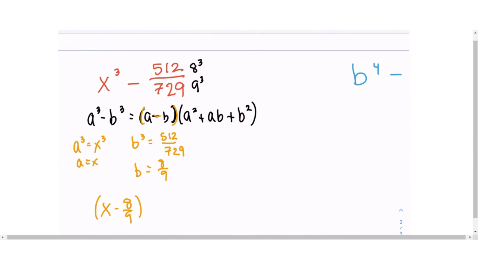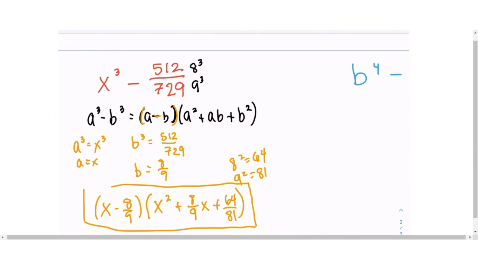Got that part. Now we're going to do a squared, so that's just plain x squared. Plus the a was 8 ninths. And b, or x, I mean. And then b squared, so 8 squared. I'm going to put here 8 squared is 64. And 9 squared is 81. So 64, 81. There we go. That is the factor form.